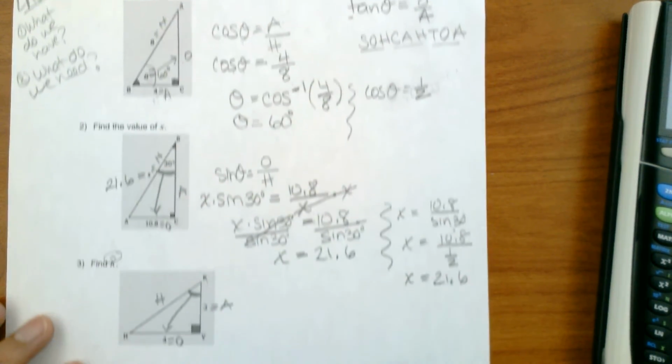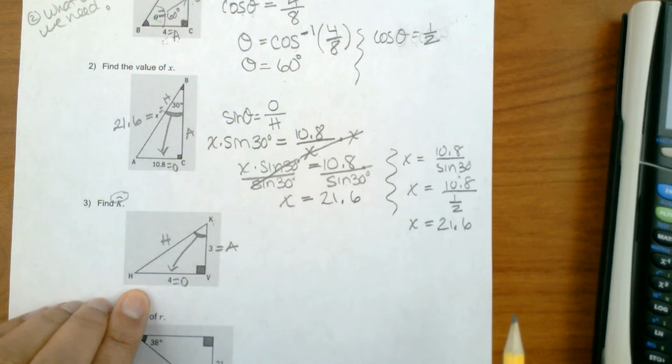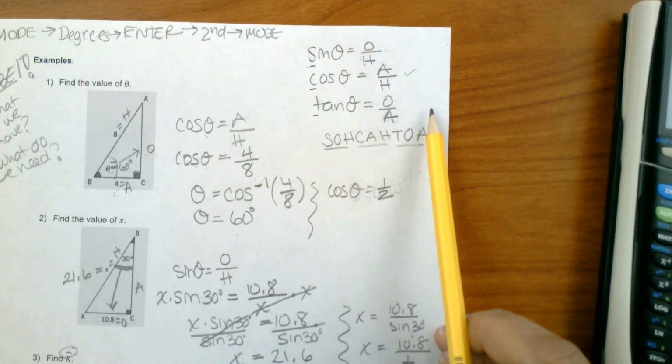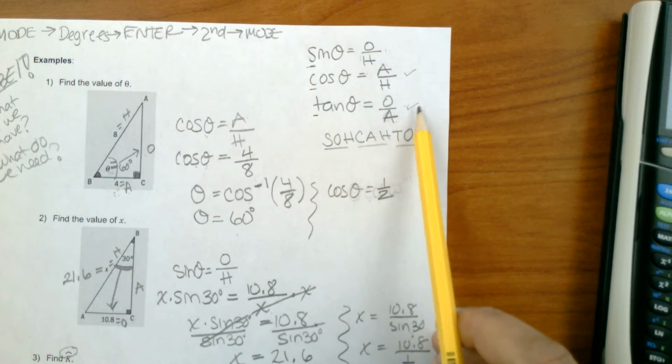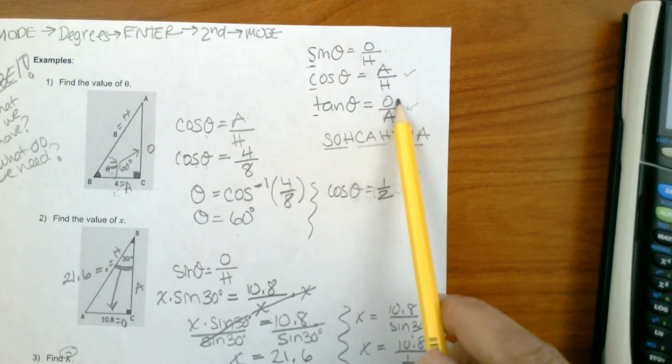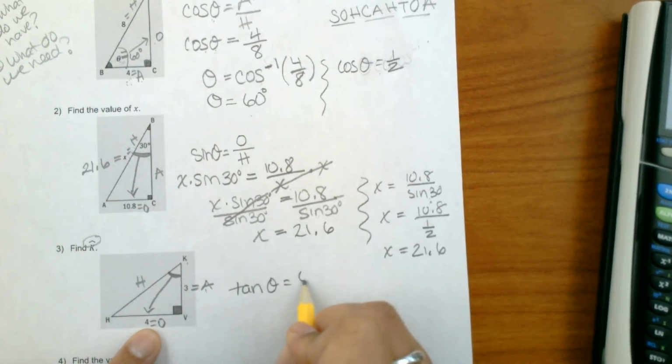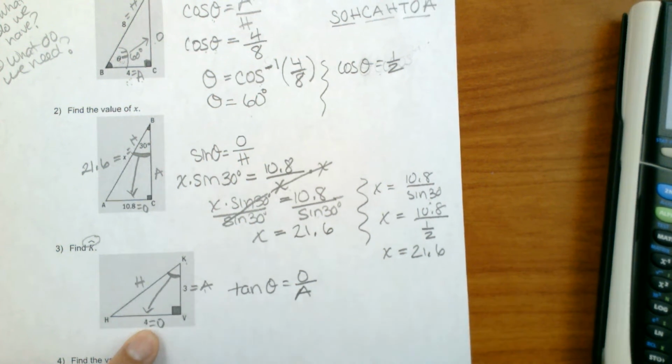So once I label everything, then I can see, what do we have? We have adjacent and opposite. Who has adjacent and opposite? We see that tangent has adjacent and opposite. So let's write that down. Tangent of theta, O over A.